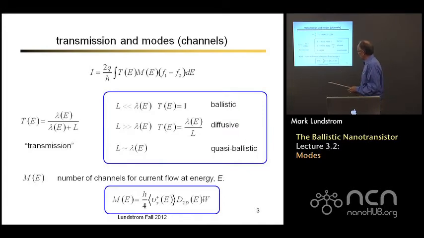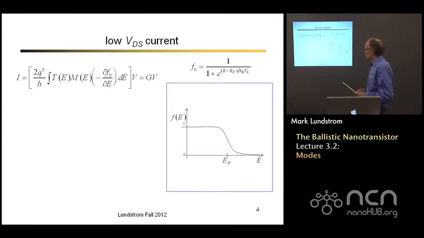But if I'm computing the number of channels from some given band structure, this is the way I compute it. It's Planck's constant divided by 4 times the average velocity in the direction of transport times the density of states per unit energy, per unit area, times the width of the conductor. So one of our goals in this lecture is to get comfortable with that formula and to understand what it really means physically. But first, let's take a look at just using it. We'll assume that this equation is right.